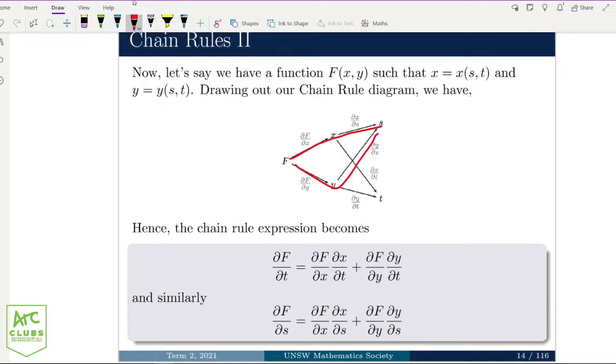So partial f partial x multiplied by partial x partial s, which is our first term over here. And then our second term would just be partial f on partial y multiplied by partial y on partial s. Very similar thing happens if we want to take the partial derivative of f with respect to t, where we will be considering these two routes instead.